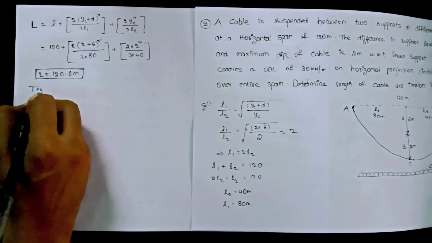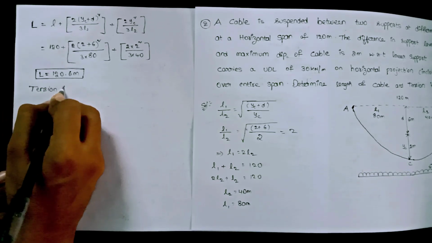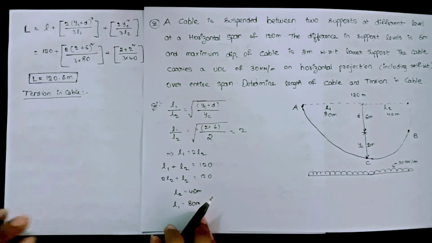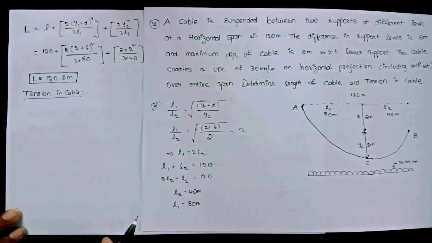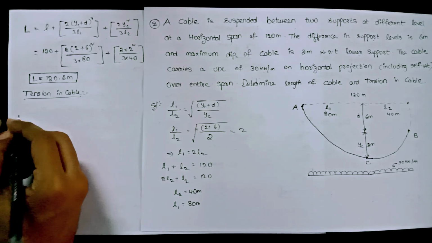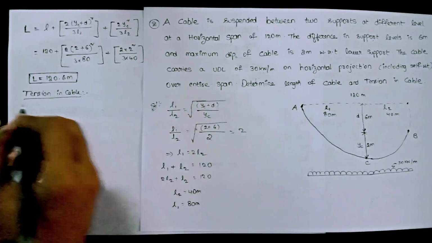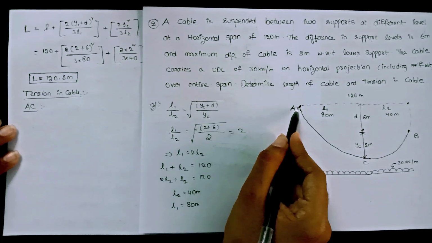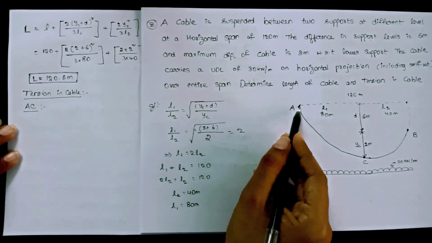Now we have to calculate the tension in the cable. To calculate the tension, first of all we should know the values of the vertical and horizontal reactions. First of all we have to calculate the support reactions, that means vertical and horizontal. So first I will calculate the horizontal reaction at A, taking portion AC.